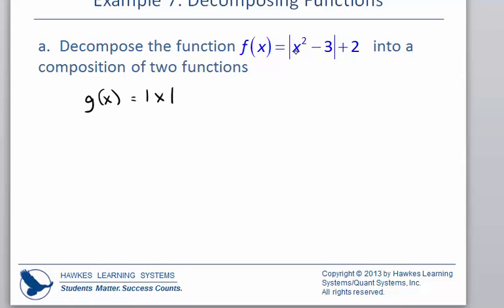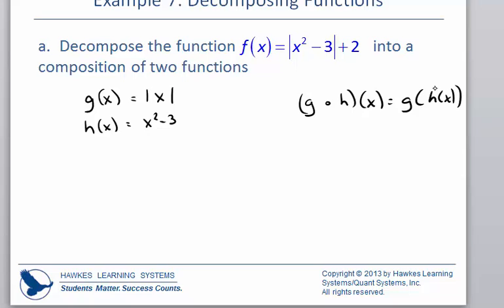Now let's consider how we're going to get x squared minus 3 inside the absolute value. So if I were to make function h x squared minus 3 and compose it, g composed with h, that would require that I take function h and insert it into function g, which would give me essentially this part done correctly. So what do we do about the plus 2? What if we add the plus 2 on right here? And let's check that and see if that works.